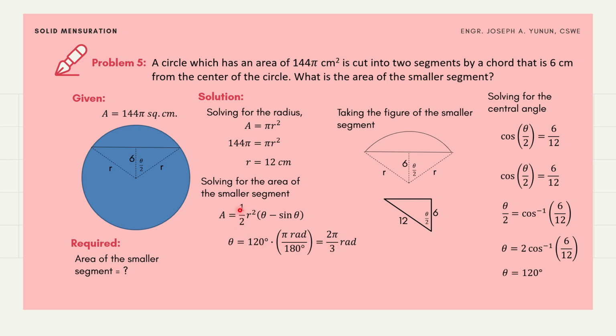Then we can now substitute the given values. R is 12. Theta here is 2 pi all over 3, and then minus sine 120 degrees, which is this one. Okay, so take note of this substitution here. Then simplifying that, we'll get an answer of 88.44 square centimeters. So this is the area of the smaller segment, which is this one.